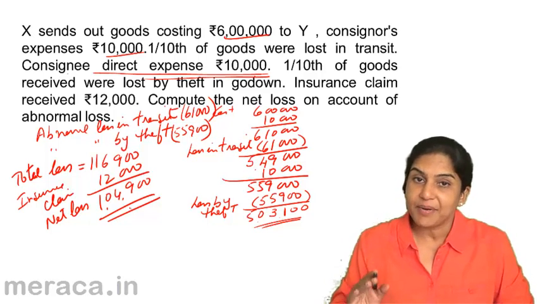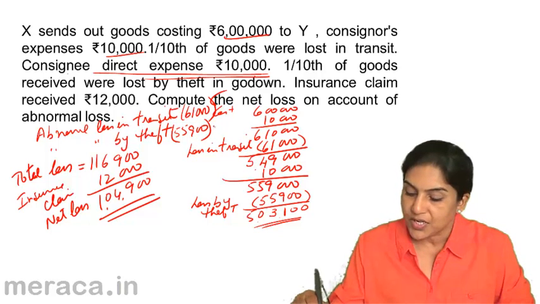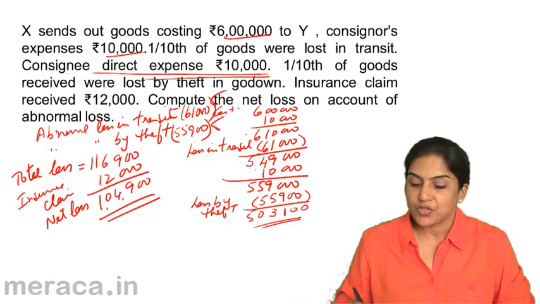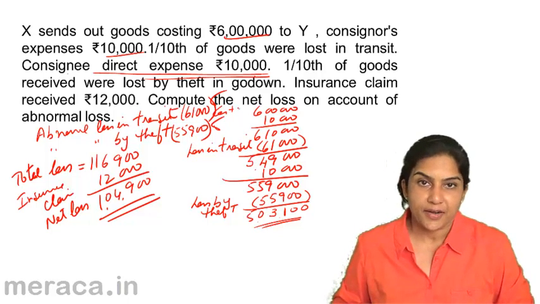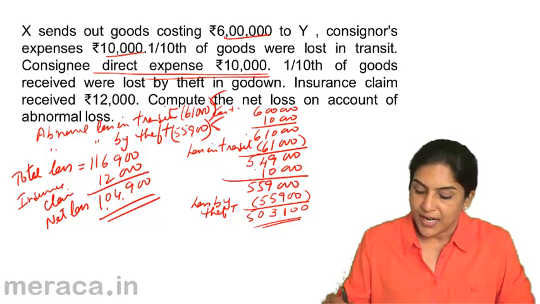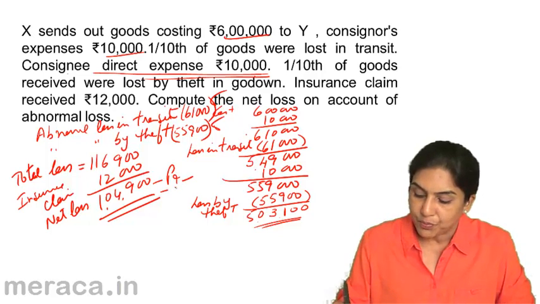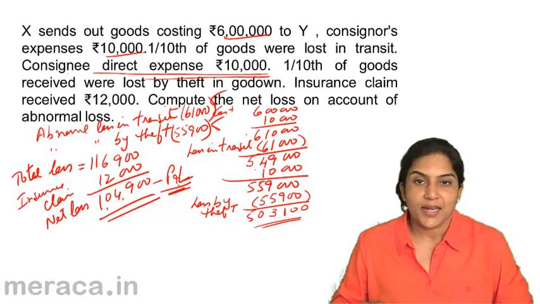But the consignment account, mind you, would be credited with 61,000 and 55,900, or 1,16,900. Since we get an insurance claim of 12,000, the net loss which will be transferred to profit and loss account would be 1,04,900.